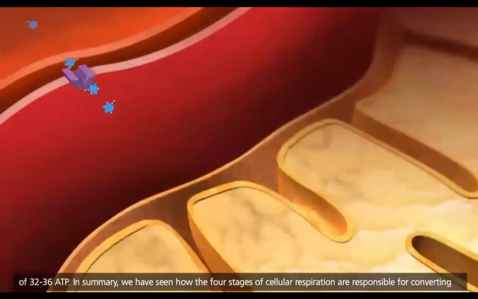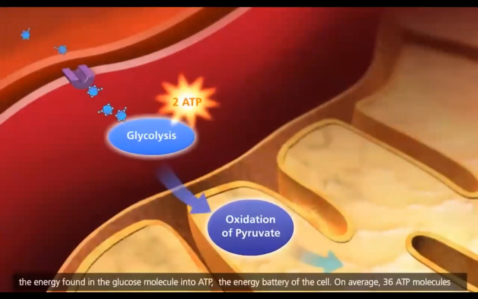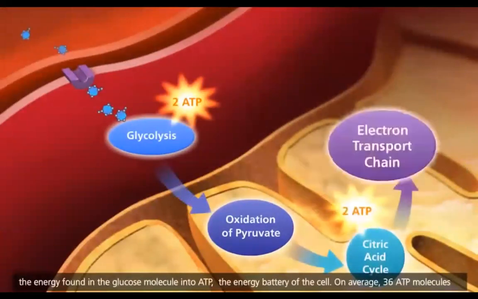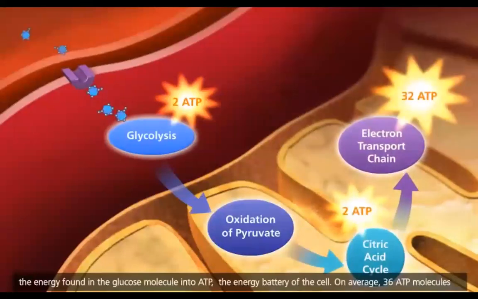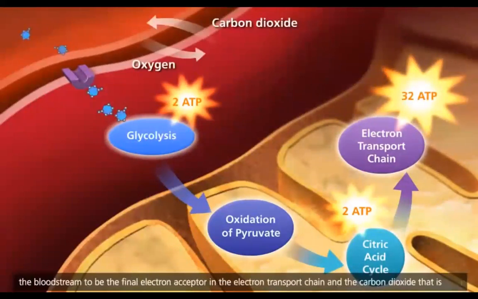In summary, we have seen how the 4 stages of cellular respiration are responsible for converting the energy found in the glucose molecule into ATP, the energy battery of the cell. On average, 36 ATP molecules are produced per glucose molecule that enter the cell. In the process of producing ATP, oxygen is brought in from the bloodstream to be the final electron acceptor in the electron transport chain, and the carbon dioxide that is produced as a byproduct is released.